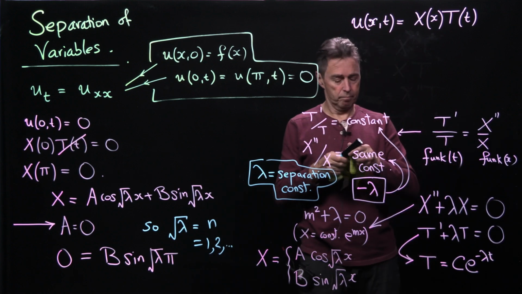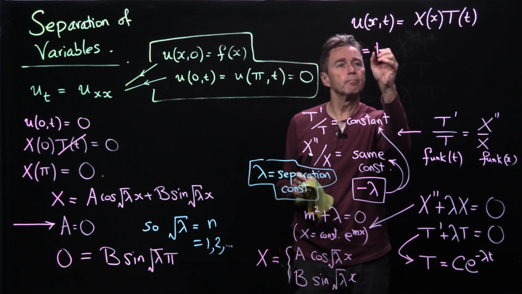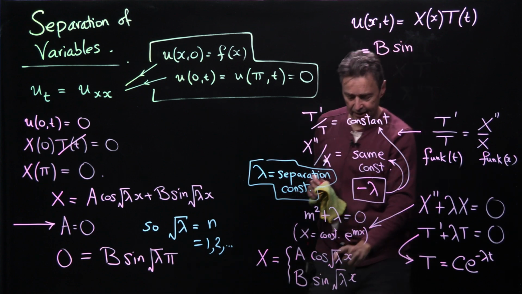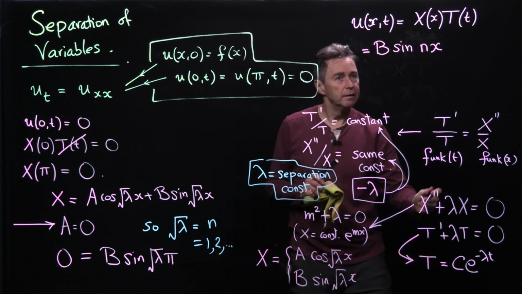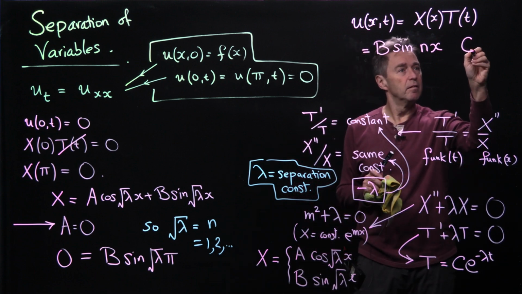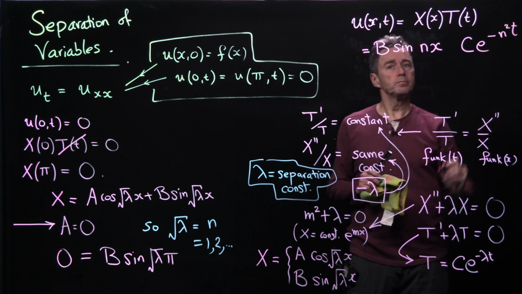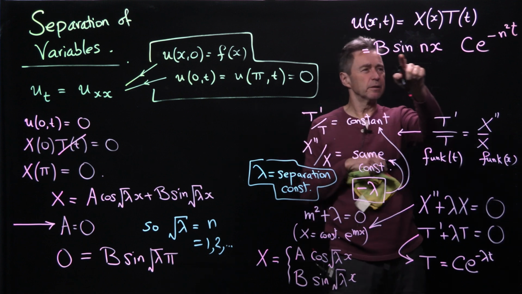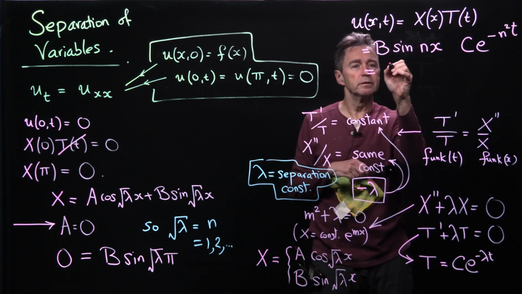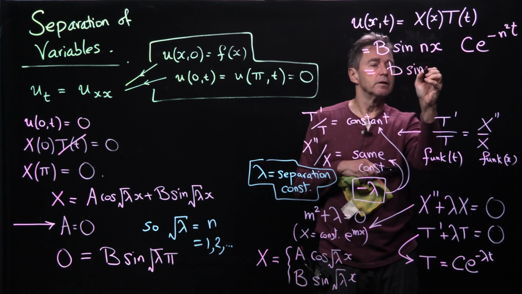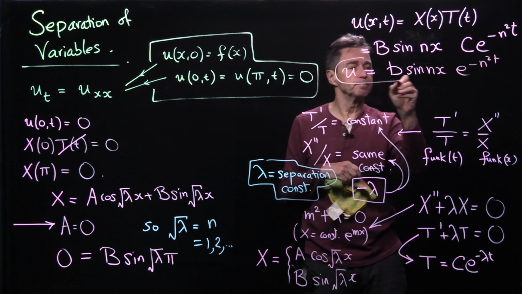So, u is equal to a constant b, sine of the square root of lambda, which is n x, and then T is c e to the minus lambda, that's n squared t. I don't really need an arbitrary constant there and an arbitrary constant here. That's just really one single arbitrary constant. So let's call that little b sine nx e to the minus n squared t. That's my solution.